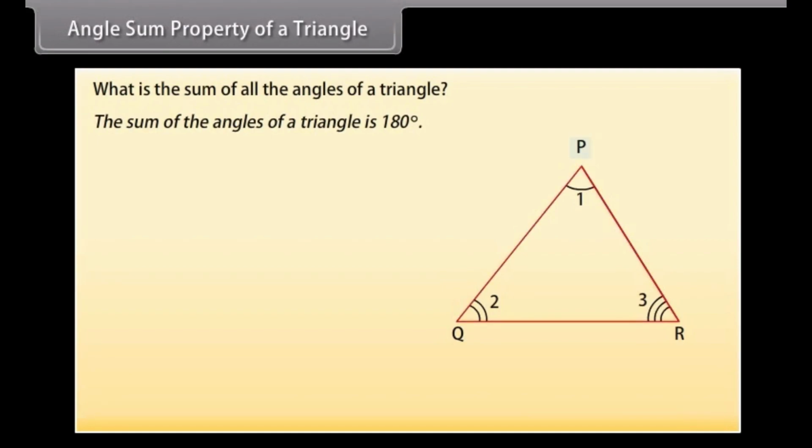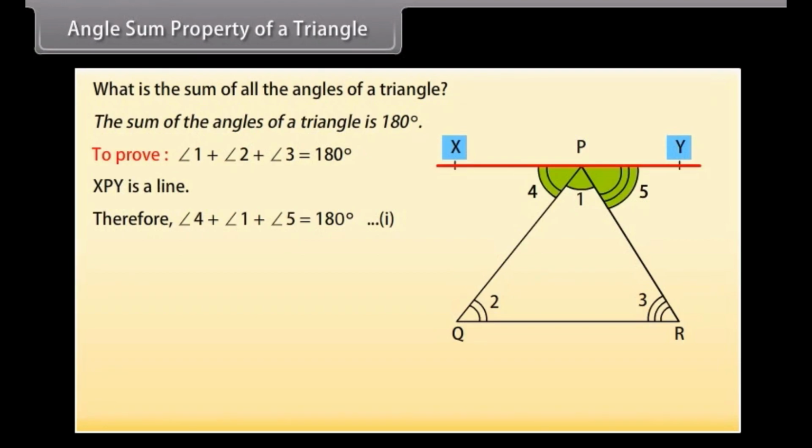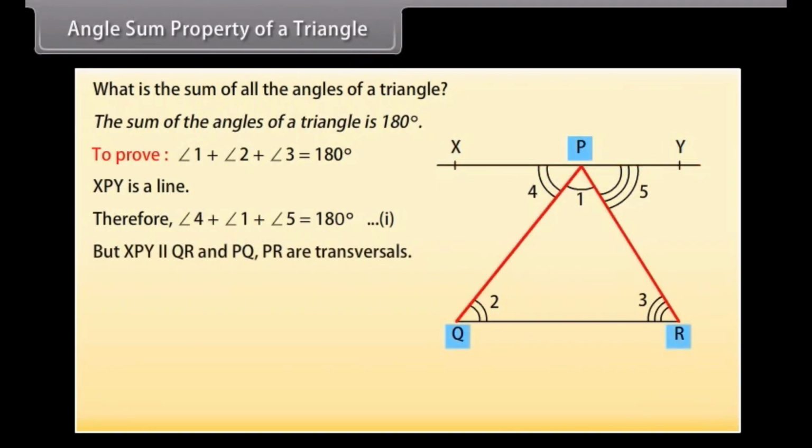We are given a triangle PQR, and angle 1, angle 2 and angle 3 are the angles of triangle PQR. We need to prove that angle 1 plus angle 2 plus angle 3 is equal to 180 degrees. Let us draw a line XPY parallel to QR through the opposite vertex P. Now XPY is a line, therefore angle 4 plus angle 1 plus angle 5 is equal to 180 degrees. Mark it as 1.